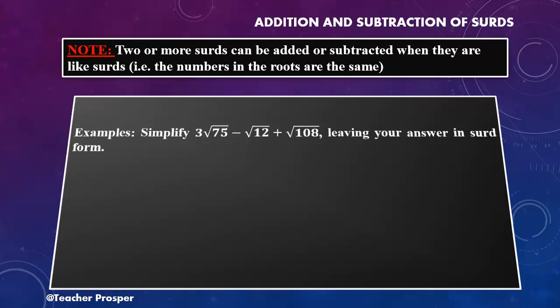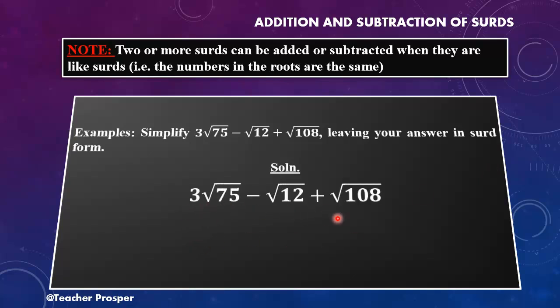We want to look at the situation where we now combine the addition and the subtraction all together in one question. So we are looking at: simplify 3 square root of 75 minus square root of 12 plus square root of 108, leaving your answer in surd form. That means that when you finish the solution, your answer should contain a root. Alright, so let's consider the solution here.